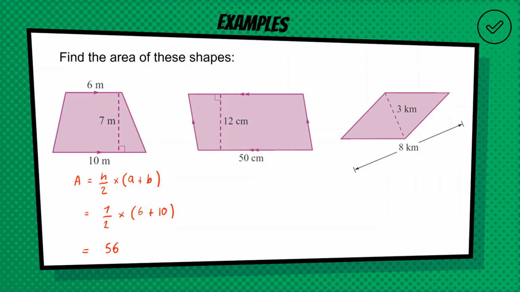So we've got 56. Our units were meters, so I'm just going to write meters squared because we've got an area, of course. Okay, so if you know the formula, it's actually very straightforward. You just got to substitute in. So you just got to identify the shape, use the right formula, and yeah, Bob's your uncle.